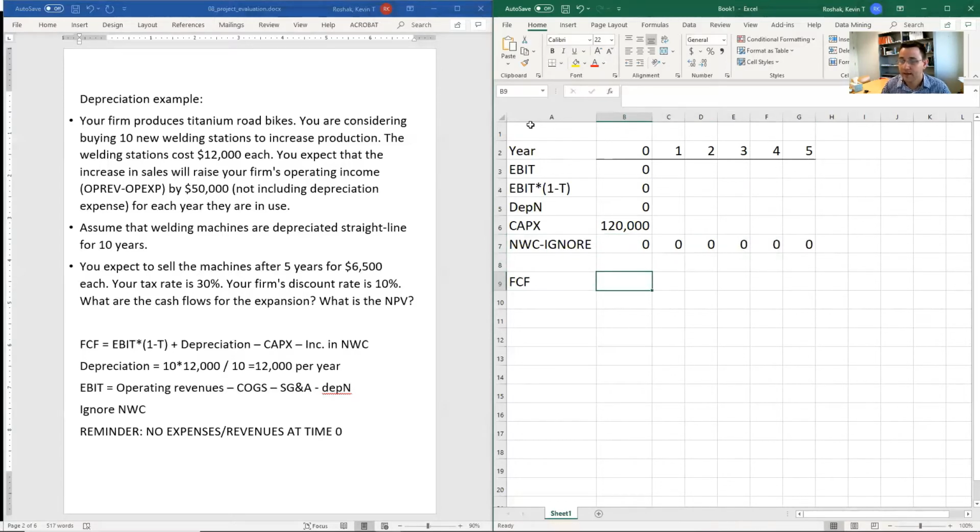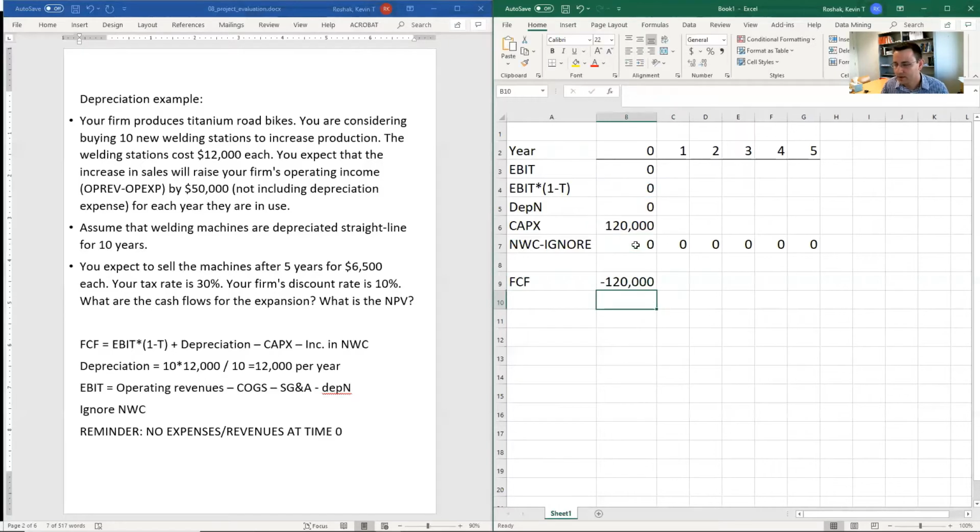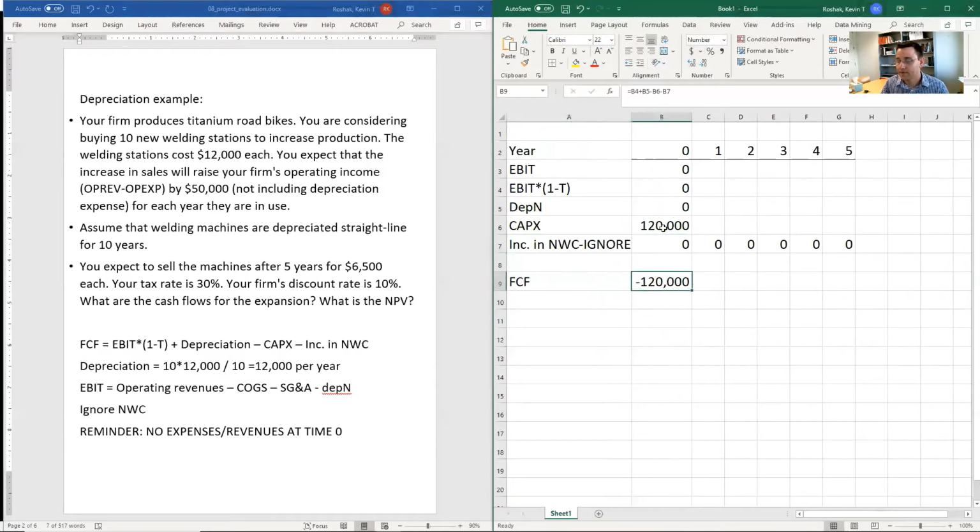So what's our free cash flow today? Well, we're just going to walk through our formula: EBIT times 1 minus T plus depreciation minus CAPX minus increase in net working capital. I'm just going to put that into Excel. I'm going to write the formula out, equal sign, so Excel knows it's a formula. What's our EBIT times 1 minus T? Well, that's 0. Add back depreciation. That's also 0 at time 0. Then we subtract off CAPX, which is the 120, and then we subtract off the change in net working capital, which is 0 and which we're going to ignore. So that gives us a free cash flow at time 0 of minus 120,000.